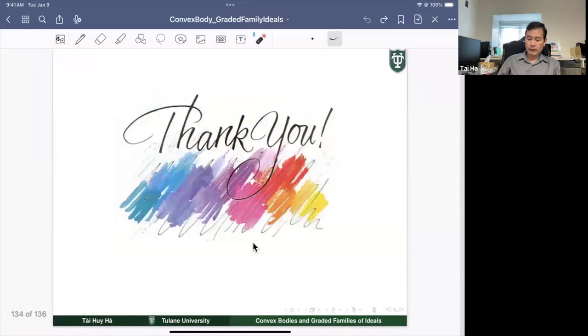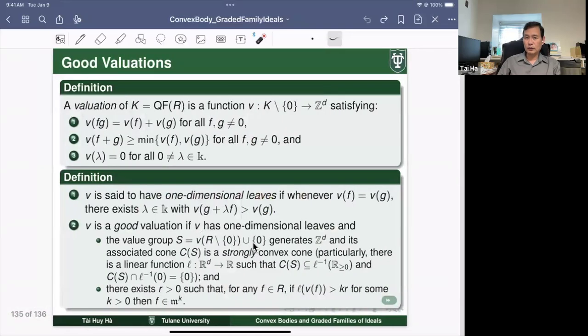And I think that's a good place for me to stop. If you are interested, this is what good valuations are. Basically, the condition for a good valuation is that it has to have one-dimensional leaves, and it has to satisfy these two technical conditions. Thank you for your attention.